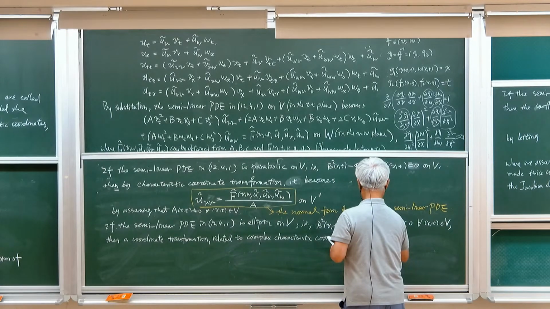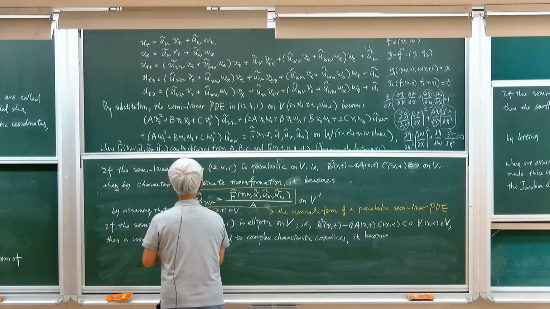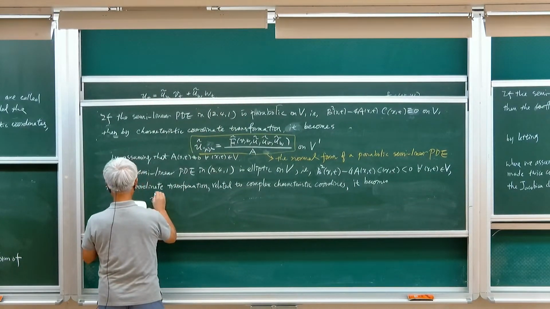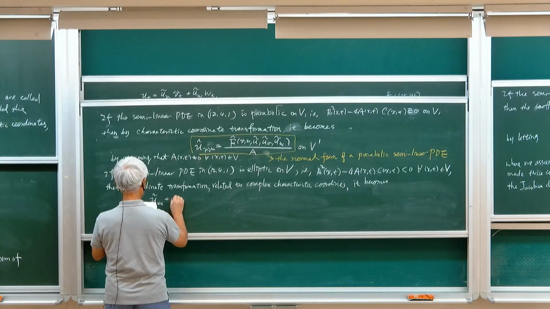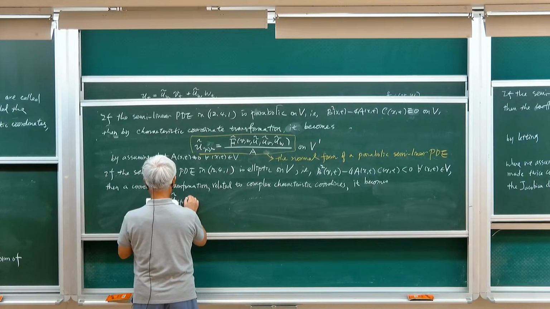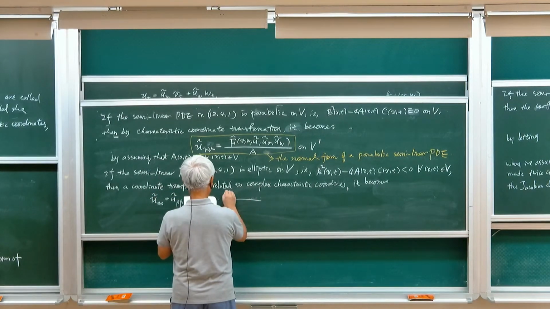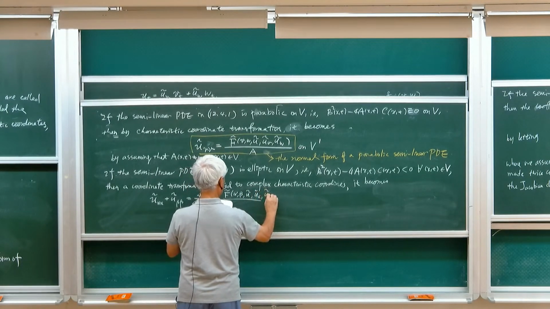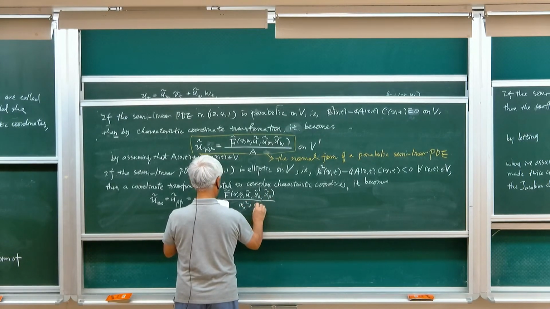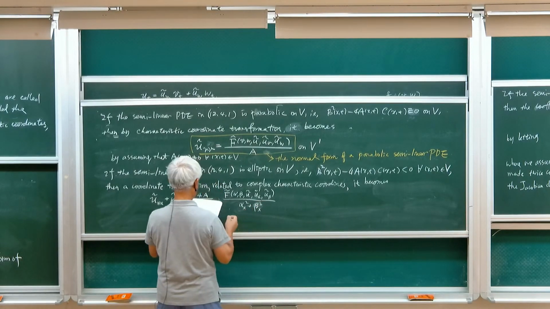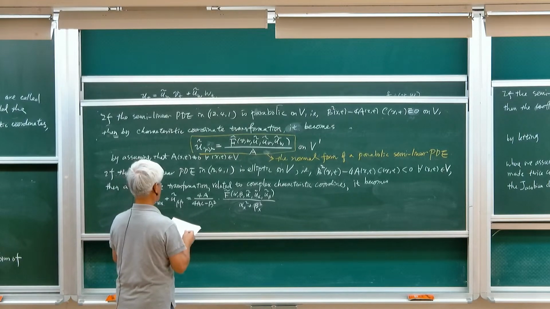Then it becomes, okay, U tilde alpha alpha plus U tilde beta beta equal to 4a divided by (4ac minus b square) times F tilde (alpha, beta, U tilde, U tilde alpha, U tilde beta) over (alpha x square plus beta x square). Okay.